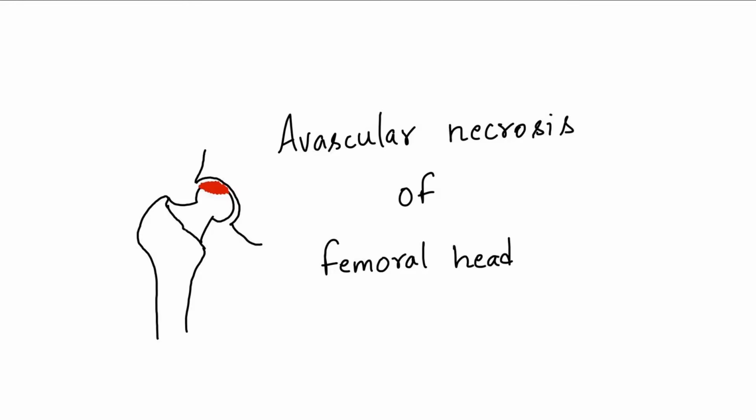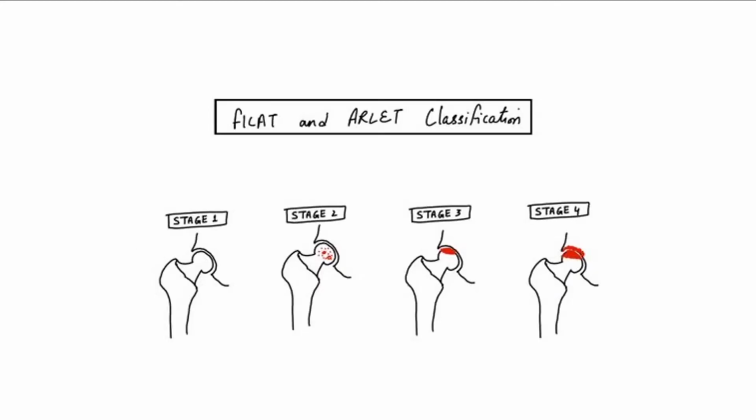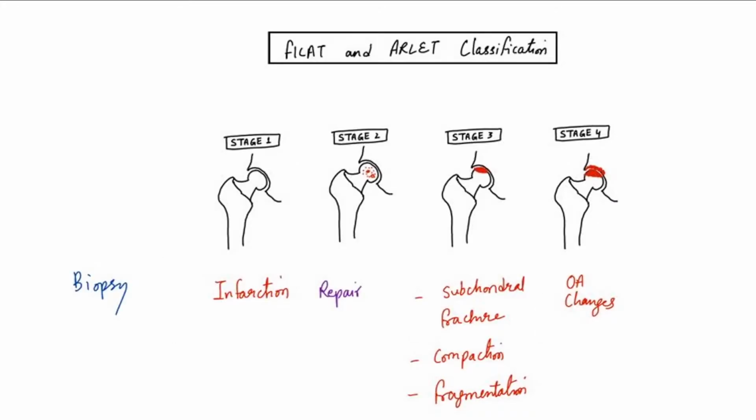Avascular necrosis of femoral head or the AVN of femoral head. AVN is classified into 4 stages based on Ficat and Arlet classification. The pathological finding in stage 1 is infarction of weight-bearing portion of femoral head. On biopsy, we see abundant dead marrow cells, osteoblasts and osteogenic cells.